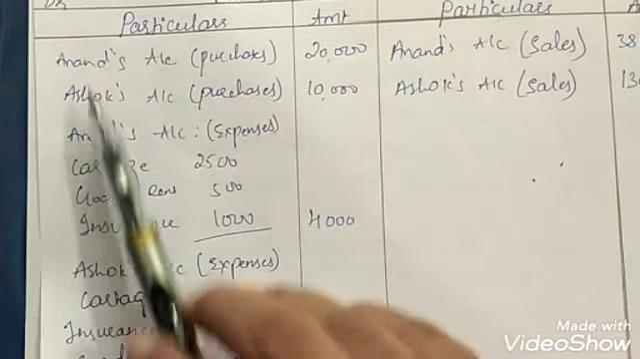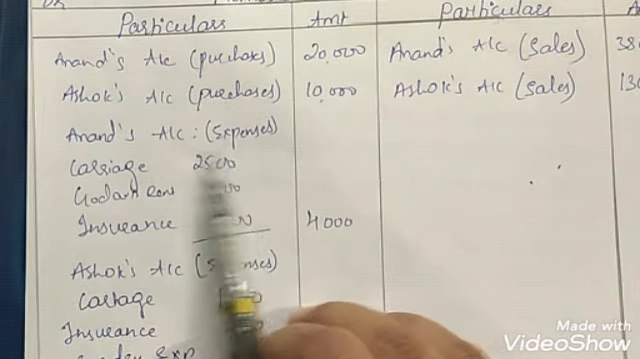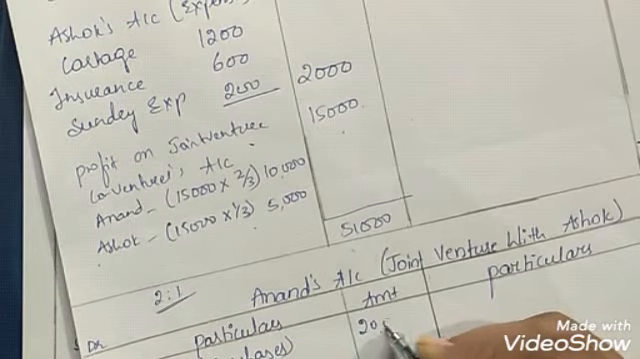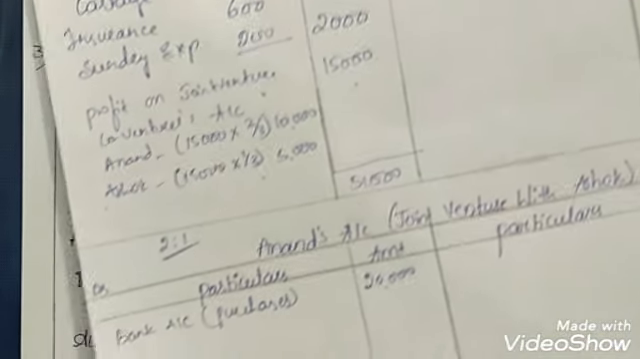Next, again we have Anand's account on the debit side for expenses, okay? First mention the amount here. For purchases, it's 20,000 rupees, right? 20,000, okay?